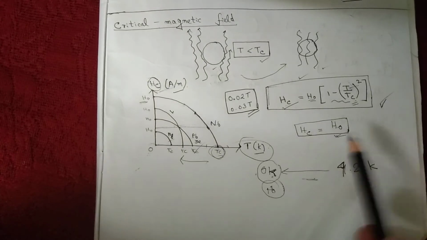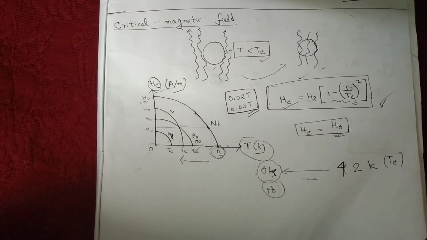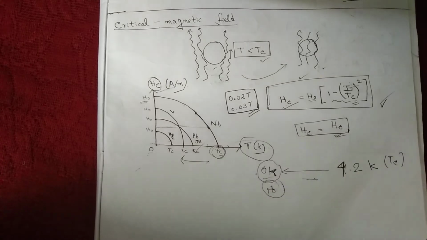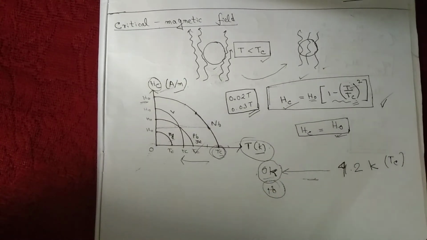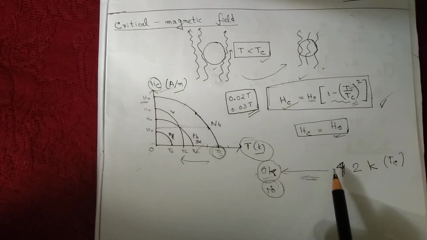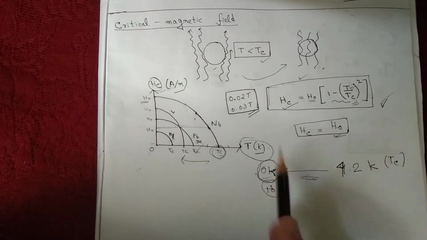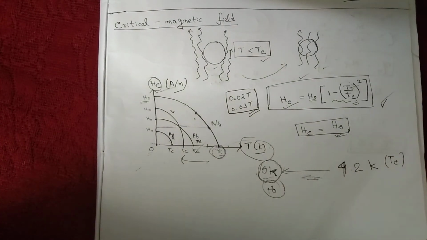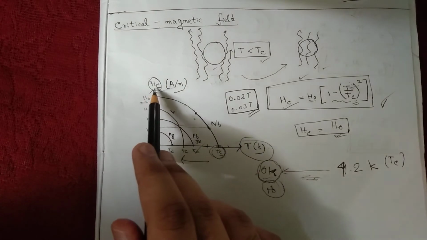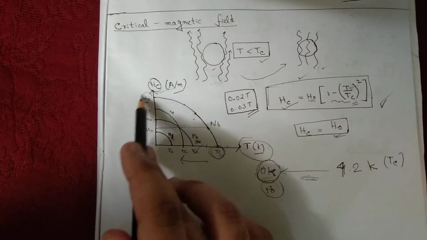If I consider a range of temperature, suppose the critical temperature of a particular element is 4.2 Kelvin, and theoretically the lowest temperature achieved can be 0 Kelvin, though it's not possible to achieve absolute 0 in reality. As you decrease the temperature, at absolute 0, that is 0 Kelvin, the value of magnetic field intensity will become the maximum, that is H naught.